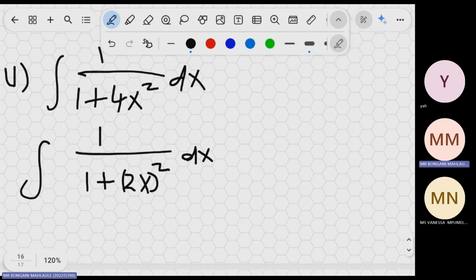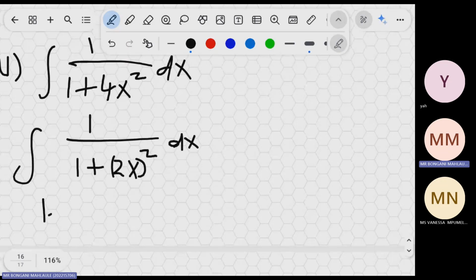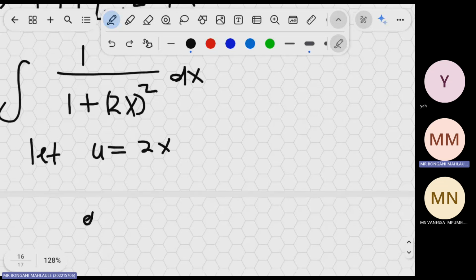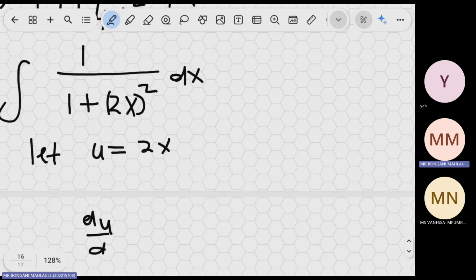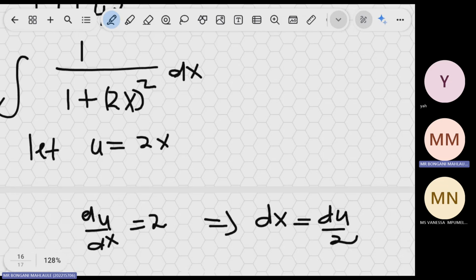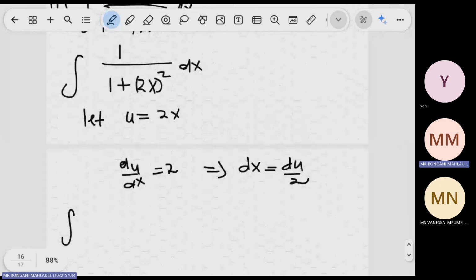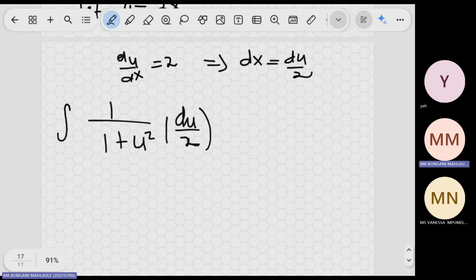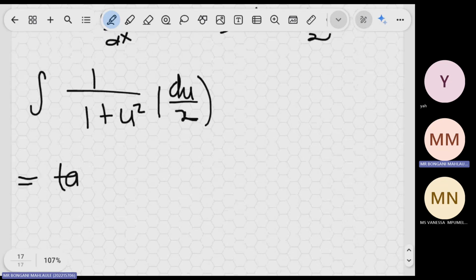Yeah, if I can write it like this, I can use u substitution. Let u equal 2x. Then du over dx will be equivalent to 2, which will imply that dx is equal to du over 2. You see, so this will be the integral of 1 over 1 plus u squared, which is what I want. Then the answer to this will be arctan of u.